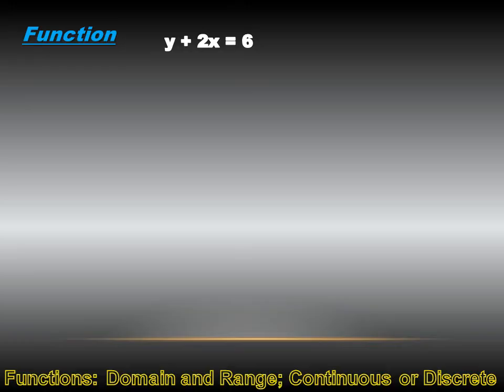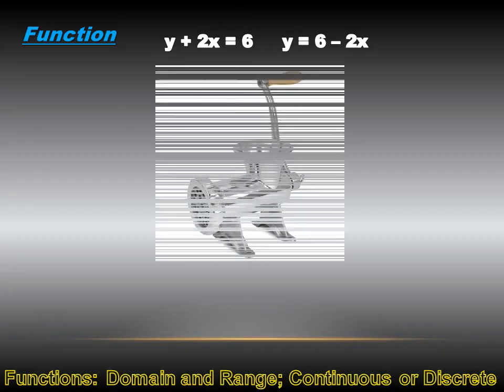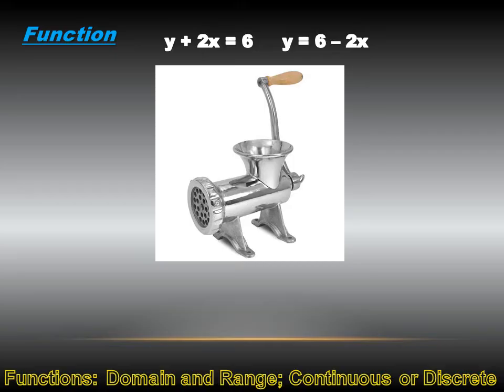Y equals something. Now we can change this equation to a function real easily. All we have to do is subtract 2x from both sides of the equation, and we'll get y equals 6 minus 2x. And that's a function because we're solving for y. Now a function's kind of like a machine. It's kind of like a meat grinder. This function meat grinder we got here is the y equals 6 minus 2x meat grinder. You put something in at this end, and something else comes out at this end.